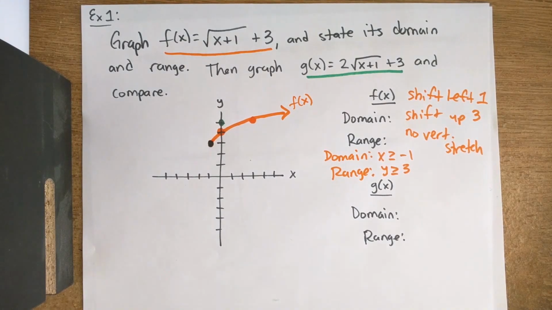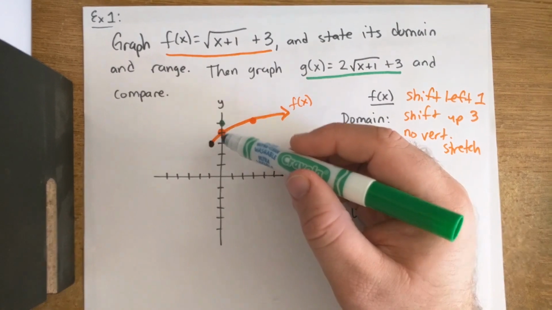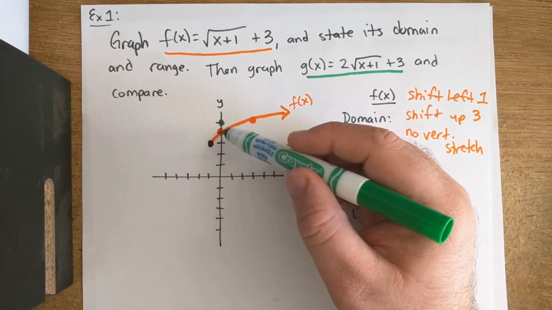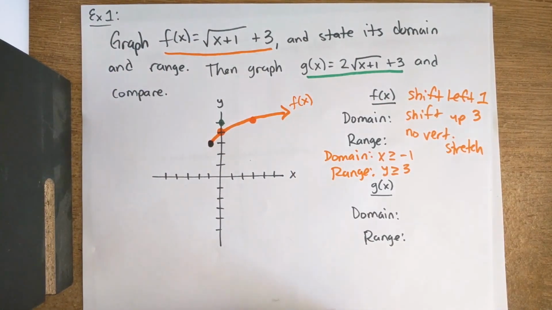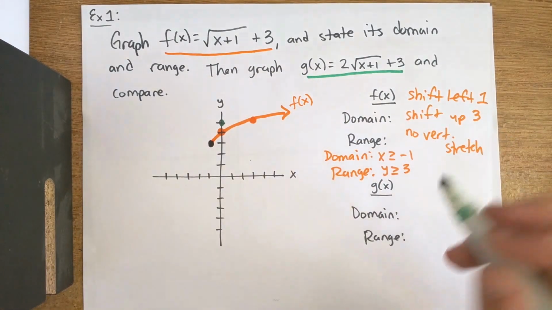Graphing radical functions. We left off talking about moving this point up here. Instead of going up 1 over 1 to get the next point, we went up 2 over 1. Why do I choose 2? Because that's your vertical stretch.